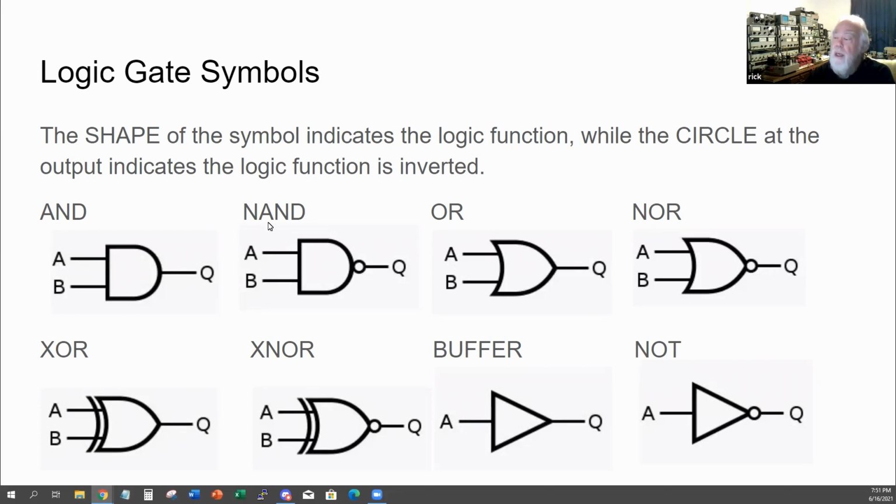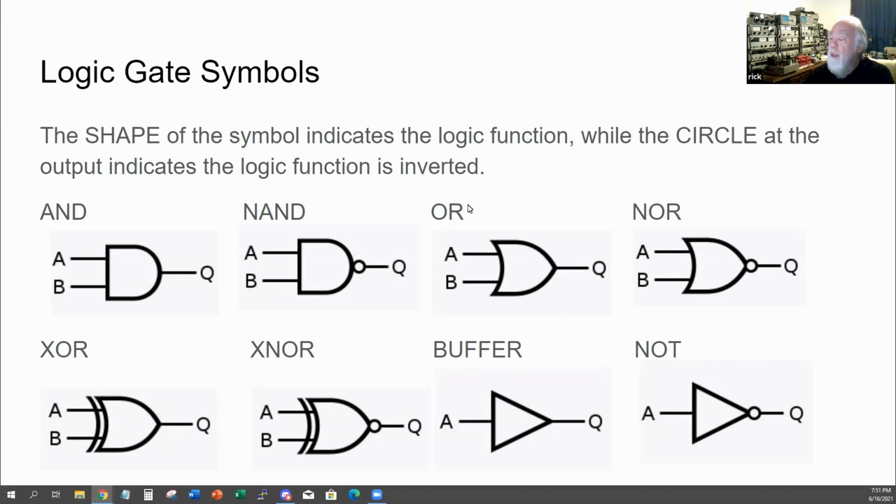A NAND gate is an AND gate with a negate on the output. So basically what we're doing here is we're saying if both A and B are true, the gate says the result is true, but it turns it over and inverts it so the output is false. And that's where the NAND or negative AND gate term comes from.